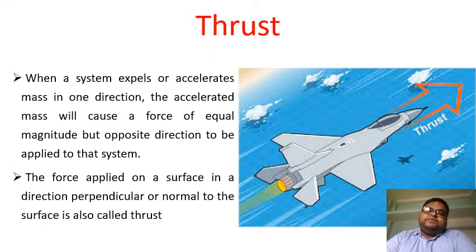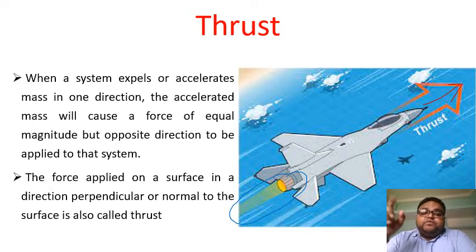So basically, when we were dealing with the aircraft, we saw that it is expelling something out from its back end, and it is moving in the forward direction, right? So what was it expelling? It was expelling something that was creating a force. So when a system expels or accelerates a mass in one direction, the accelerated mass will cause a force of equal magnitude but opposite direction to be applied to that system.